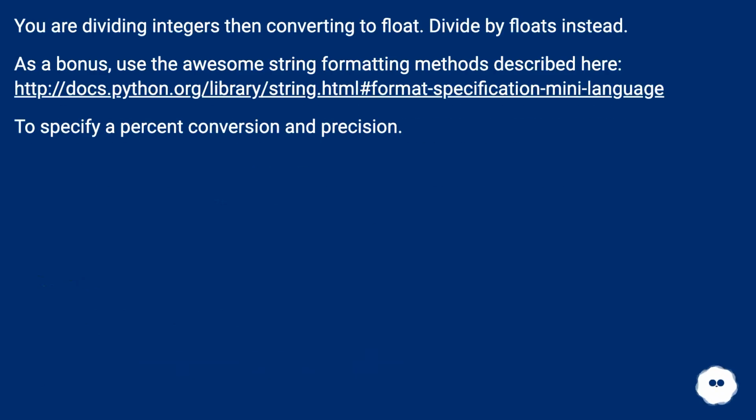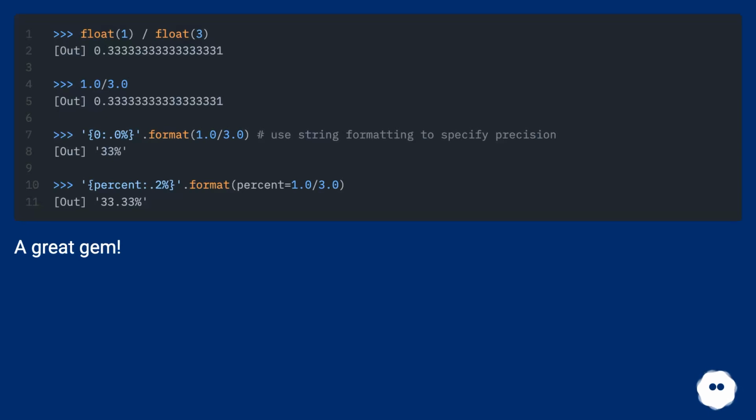You are dividing integers, then converting to float. Divide by floats instead. As a bonus, use the awesome string formatting methods described here, at this URL, to specify a percent conversion and precision. A great gem.